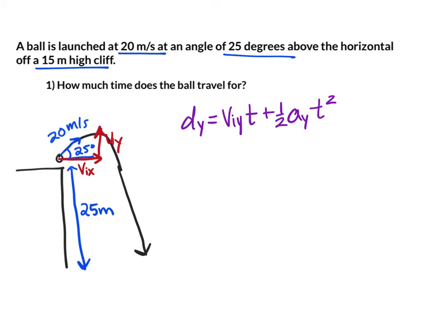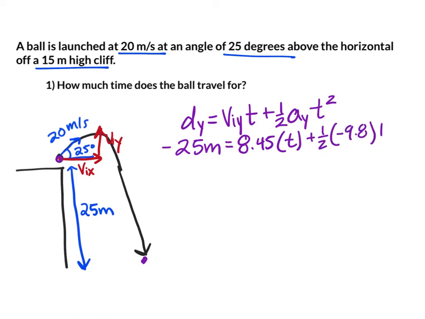We know the vertical displacement that this ball falls from where it starts to where it hits the ground is negative 25 meters. That's going to equal our initial vertical velocity that we found earlier of 8.45 times the time that we don't know. We're going to solve for that. Plus 1/2 times negative 9.8 times time squared.